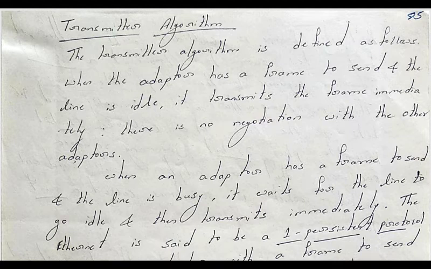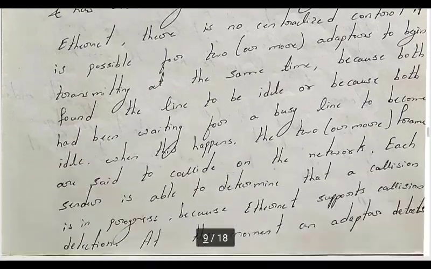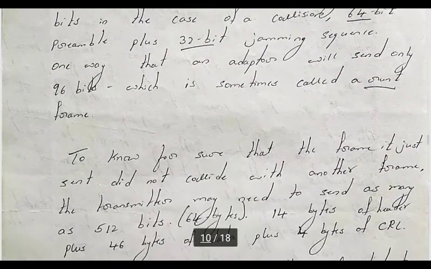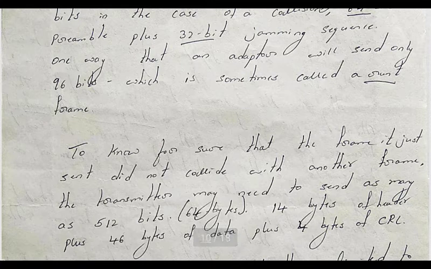Okay. So when the adapter sends these 96 bits, we are going to call it a runt frame. Whenever the adapter detects a collision, it is going to transmit a runt frame. Is it clear? To know for sure that the frame it just sent did not collide with another frame, the transmitter may need to send as many as 512 bits, that is 64 bytes. Is it clear? That is 14 bytes of header plus 46 bytes of data plus 4 bytes of CRC. This is the minimum.